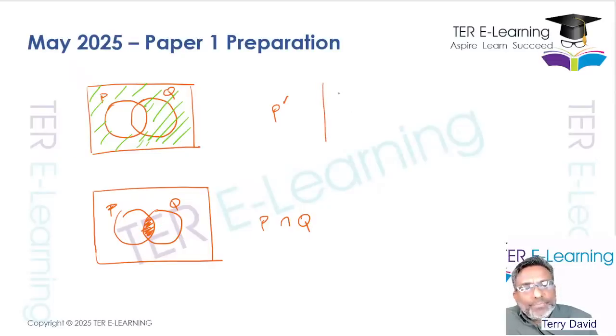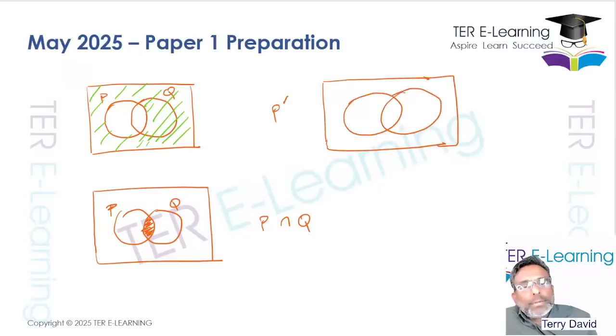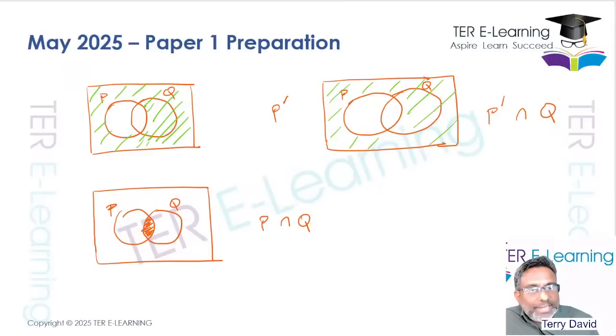Let's say I had P again and I had Q again. Now if I were to tell you to shade P complement intersect Q, let's deal with P complement first. P complement is everything outside of P. Now you want to intersect that with Q.